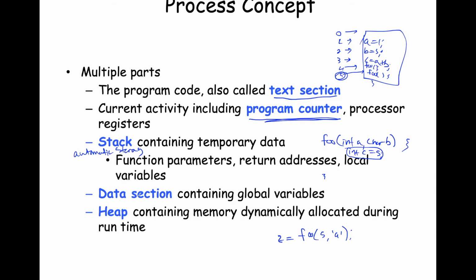There's also a section called the data section. This is where your global variables exist. So suppose you have a program. Here's your program. And your program consists of a function, f1, and let's say it consists of another function, f2. These functions are defined, and they also have local variables. Those variables only exist within those functions.